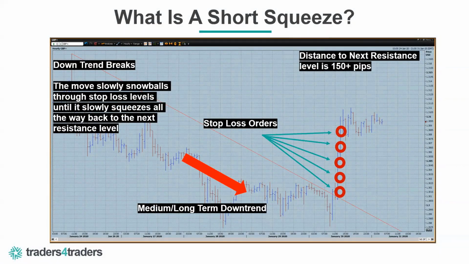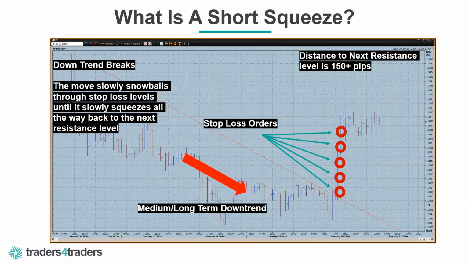Well, a short squeeze is basically when you have a currency that is in a medium to long-term downtrend, you start to see the currency trading sideways through the trend line. There's no levels on the top side. But because the currency's been in a downtrend for some time, there's no clear get out levels as far as other resistance lines go.